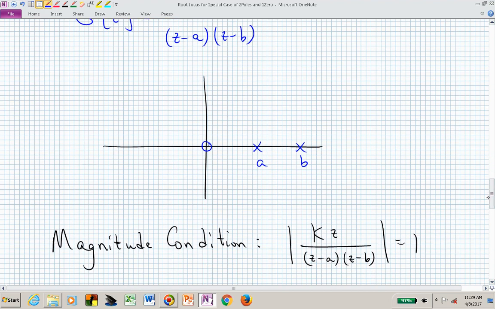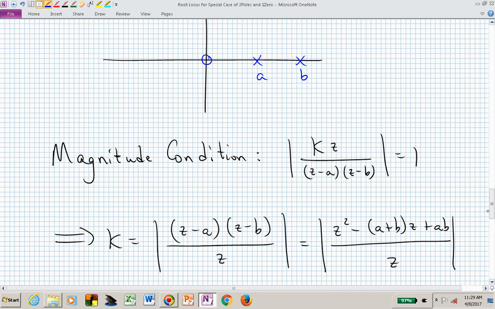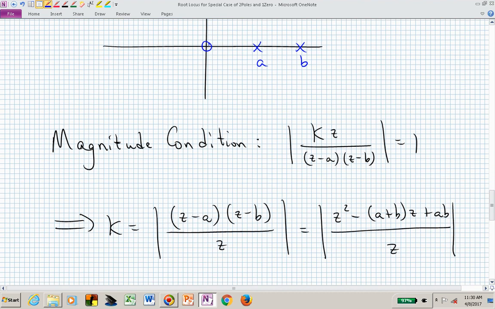Well, we know the magnitude condition. That just says that the magnitude of K G bar is equal to 1. We can now solve that for K, and we now have the magnitude of the pole factors over the 0 factor. We can multiply out the pole factors in the numerator of this expression for K, and we now have Z squared minus the sum A plus B, those are our pole locations, real poles, plus their product, AB.